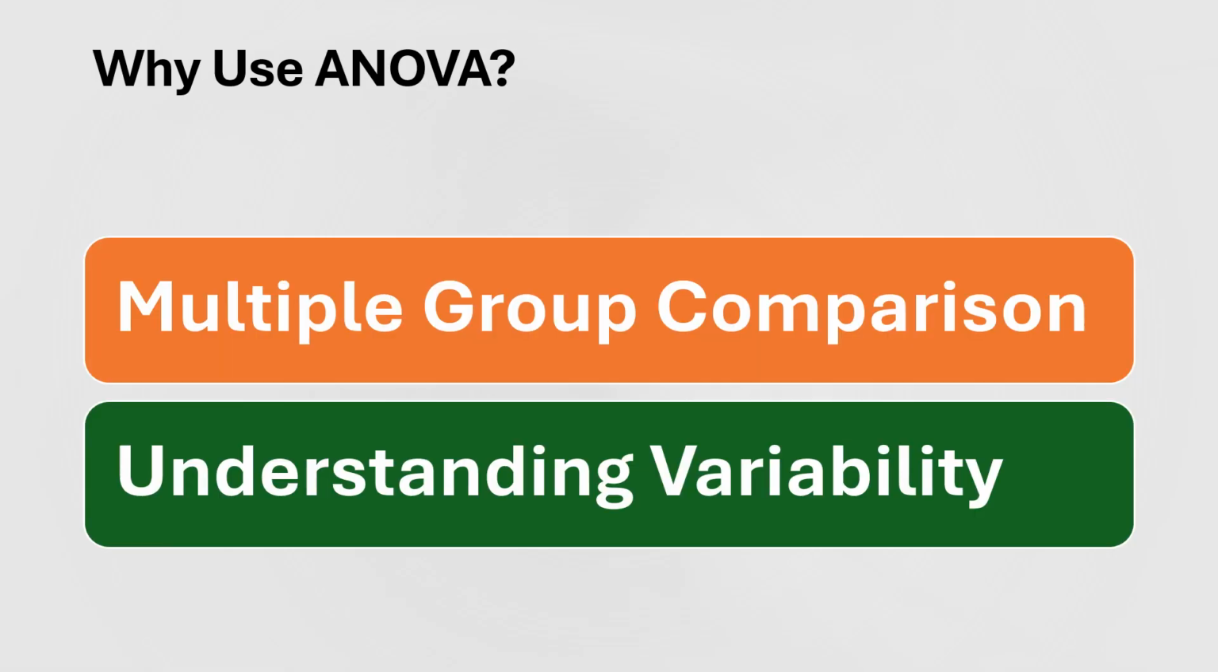So why should you use an ANOVA? You could use it for multiple group comparison. An ANOVA is ideal when you need to compare more than 2 groups, as it prevents the increased risk of type 1 errors, which are false positives, that would occur if you performed multiple t-tests. Understanding variability: it helps to understand whether the variability in your data is due to the factor you are studying, for example, type of rehabilitation program, or just random chance.